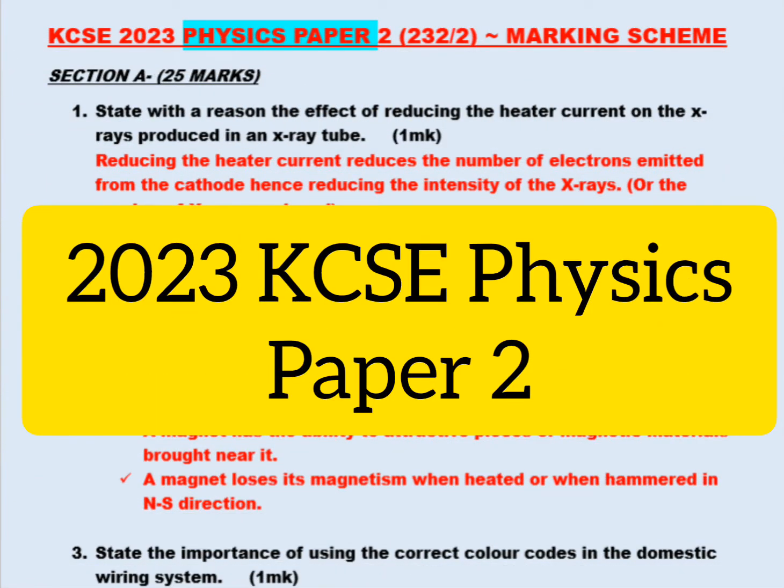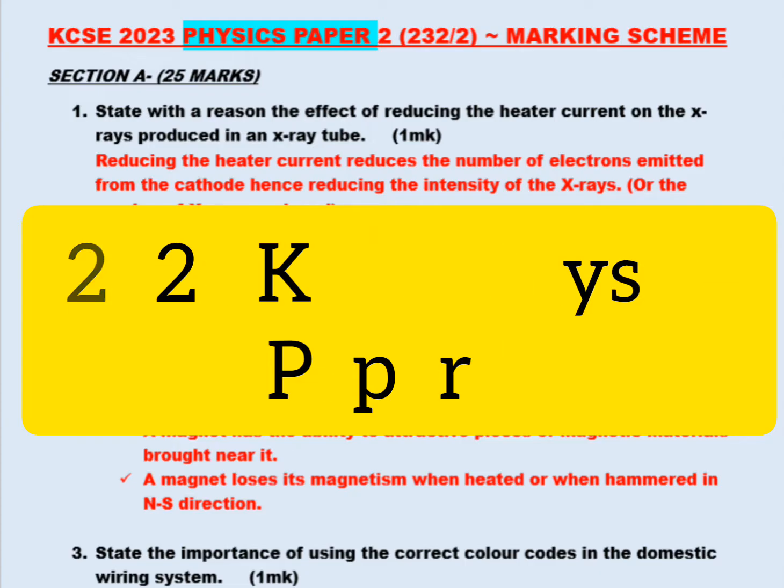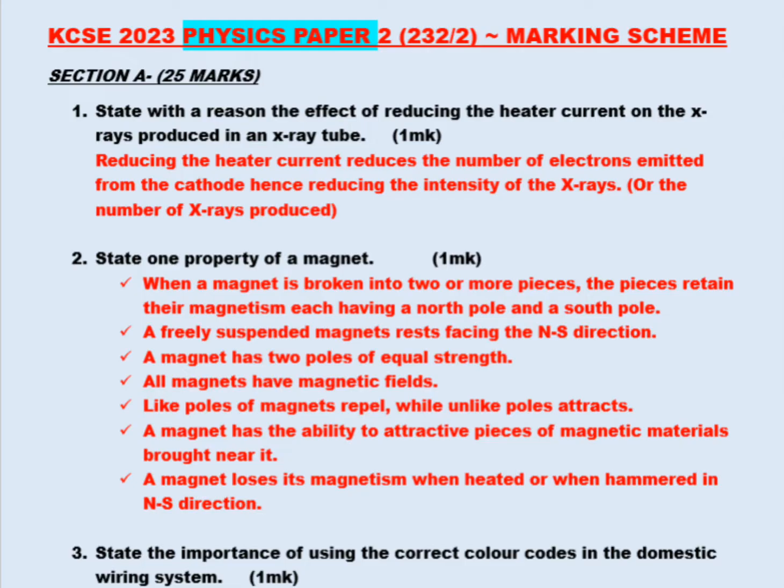So today we want to look at KCSE 2023 paper 2, that is the physics paper 2 marking scheme. So let's go straight to section A, which carries 25 marks.